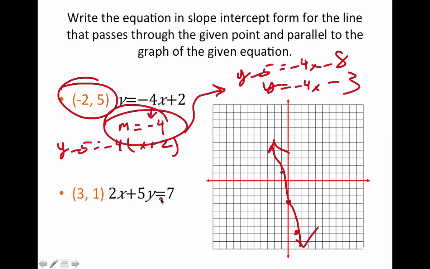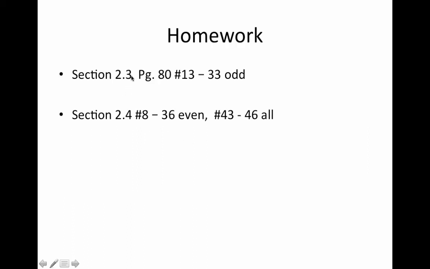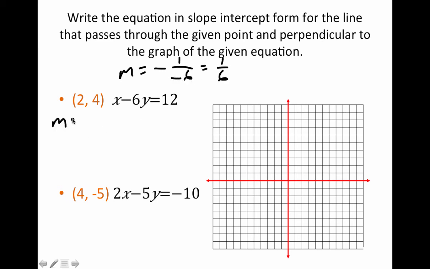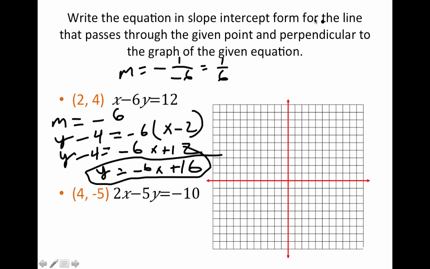Parallel lines, same slope, very important. Perpendicular lines, slopes are opposite reciprocals. So first find the slope. M, no, not yet. M equals -a over b, which is 1/6. The slope of my new line needs to be the opposite reciprocal, -6. Y minus y1 equals m times x minus x1. Y minus 4 equals -6x plus 12. Y equals -6x plus 16. There's my perpendicular, opposite reciprocals.